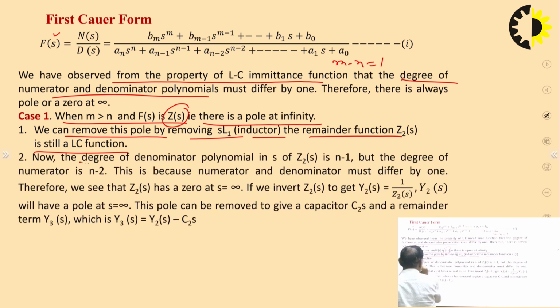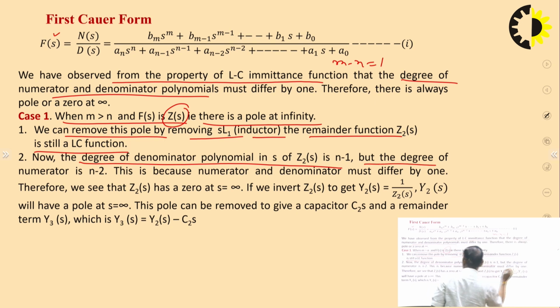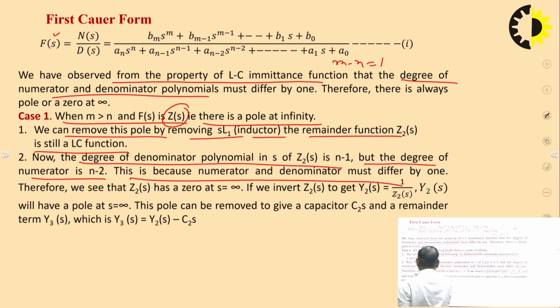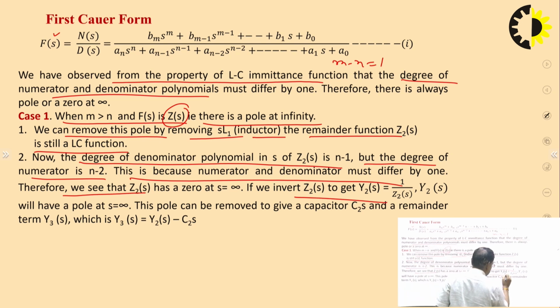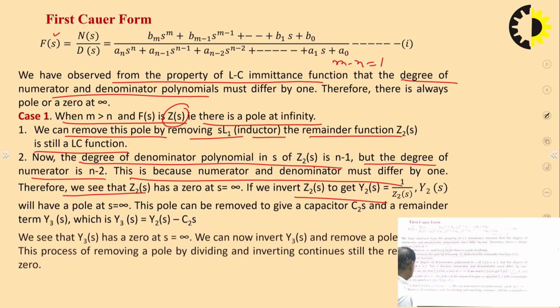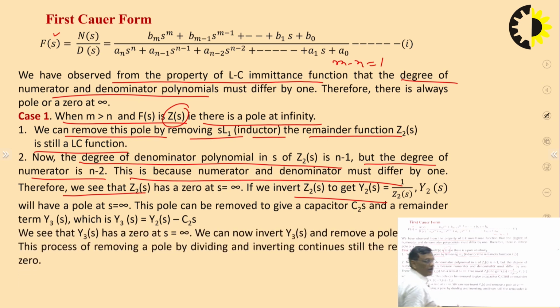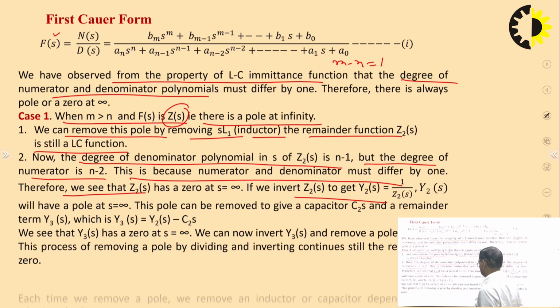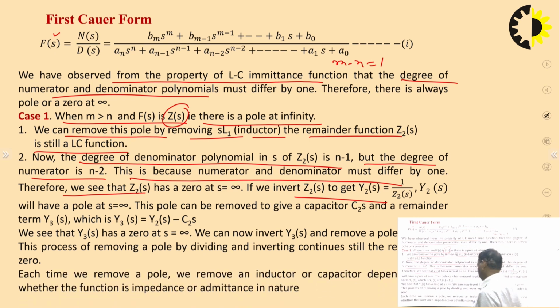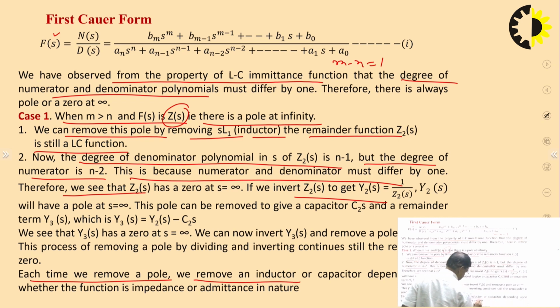Okay, now the degree of the numerator is n minus 2, so again there is a difference, so we get this Y2(s), 1 by Z2(s), and so on. So in this case, every time we remove a pole at infinity. Each time we remove a pole, we remove an inductor or capacitor, depending on whether the function is impedance or admittance in nature.